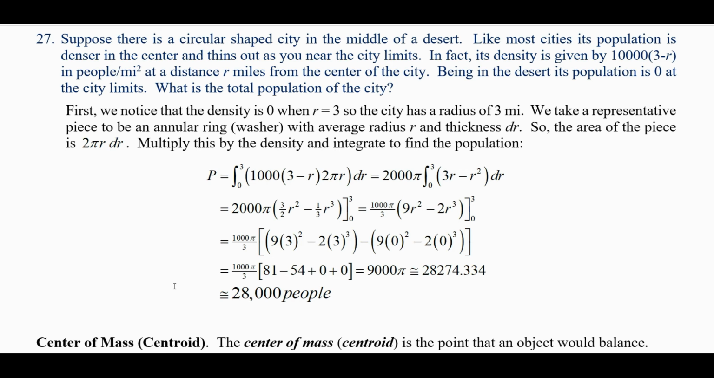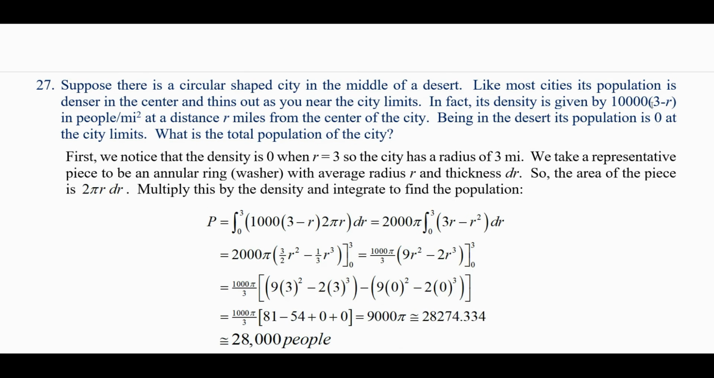Multiplying this by the density and integrate to find the population. That area, remember, we figured this out when we did the washer method, that's what it would be. So it's 2 pi r dr, times the density. The shape is relatively simple. It's an annular ring or a washer, but the density is variable there. So we need some calculus here.